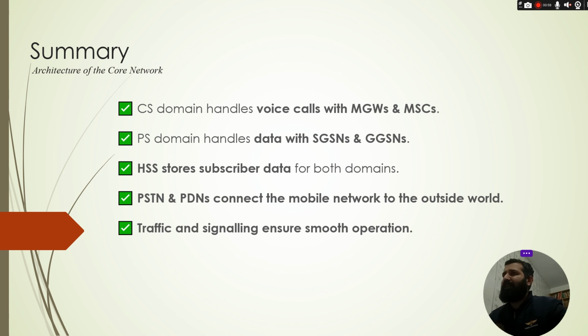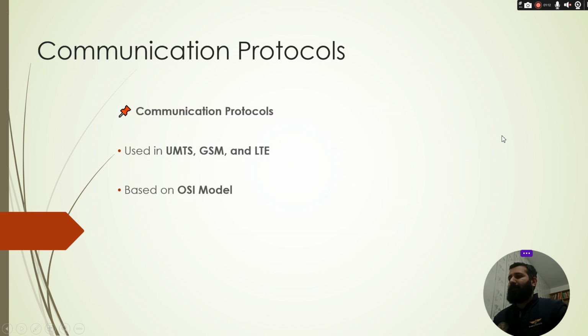Traffic and signaling are both crucial for seamless communication. This is the end of our high-level overview of core network architecture. Now we will start with communication protocols in our next videos.